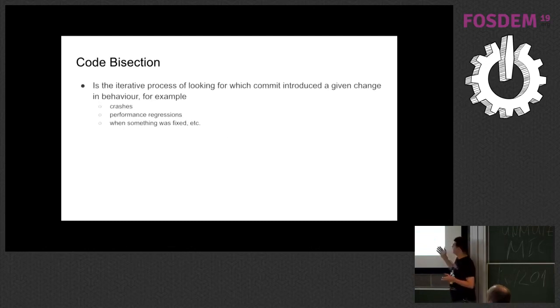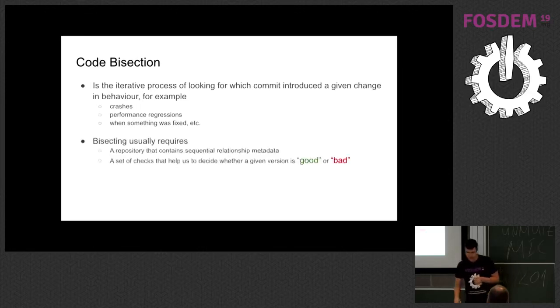So code bisection is this process of looking backwards on a given repository, trying to find a specific change in behavior. Can be crashes, can be performance regressions. And you might as well be looking for when something was fixed, so it was not working, and now it is working. And I'm interested to know who fixed it, or if the fix was a side effect of another change.